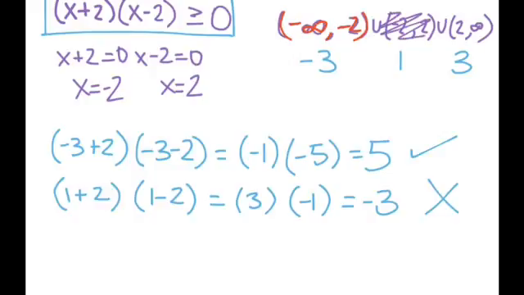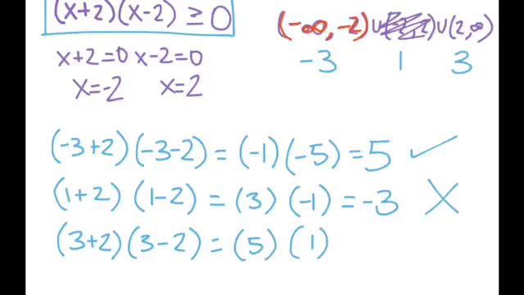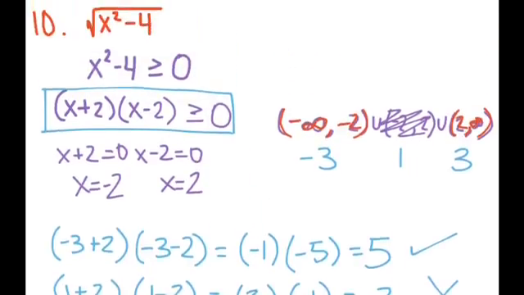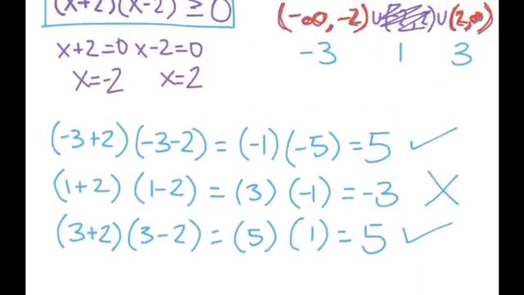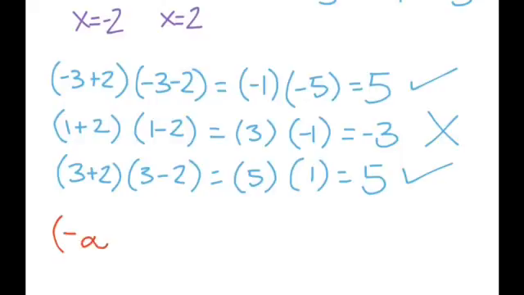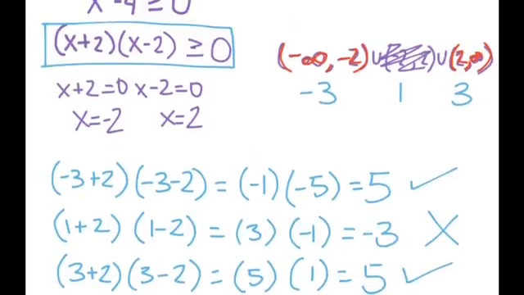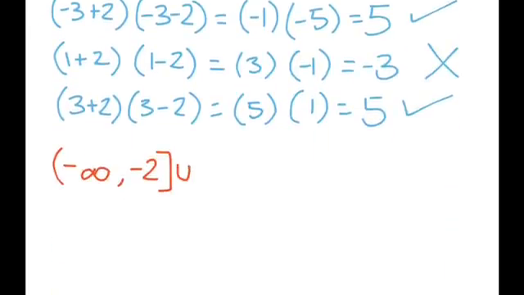And then finally 3, so 3 plus 2 times 3 minus 2 is 5 times 1, which is 5, which does work. So this interval does work. So in this case, the domain would be from -infinity to -2 inclusive, and 2 to infinity inclusive.